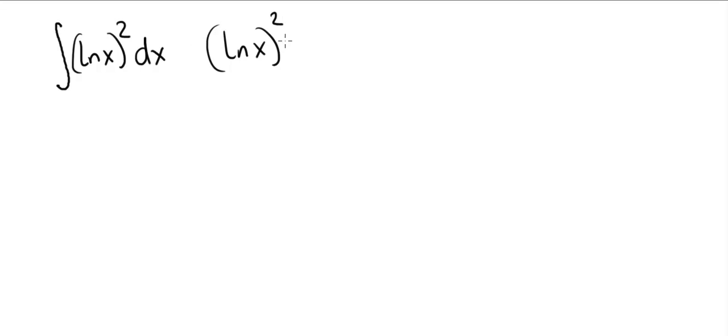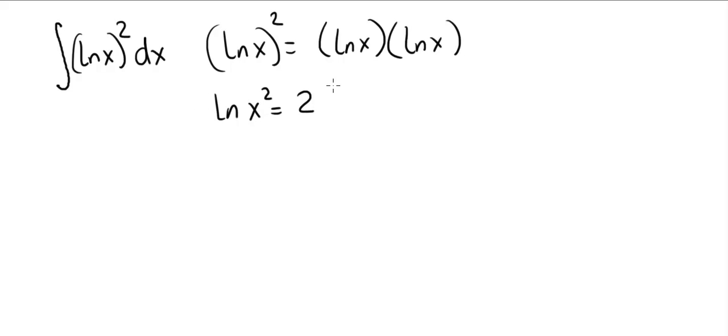We're going to use integration by parts to find the integral of natural log of x squared. Note that ln of x quantity squared is ln of x times ln of x. But ln of x squared like this is twice ln of x, which is ln of x plus ln of x. Clearly these are not the same, so do not mistake ln of x quantity squared for ln of x squared. Those are two different things.